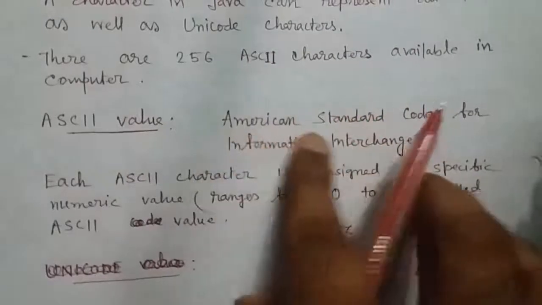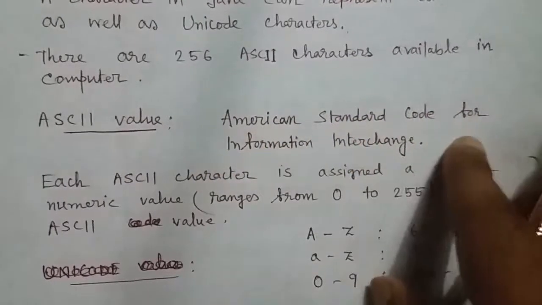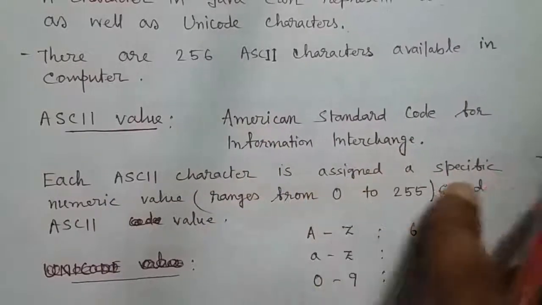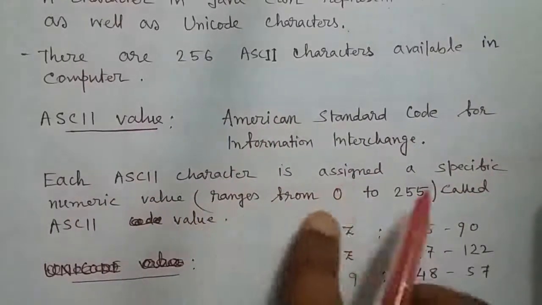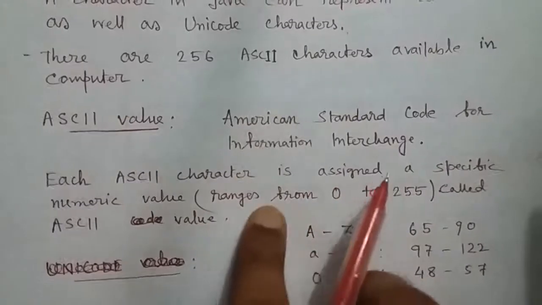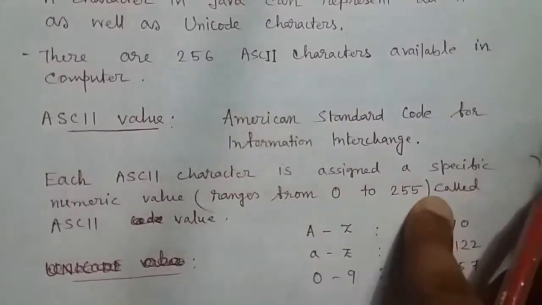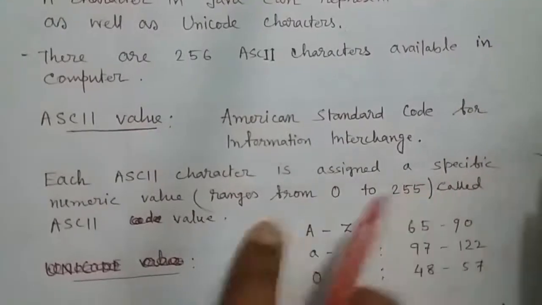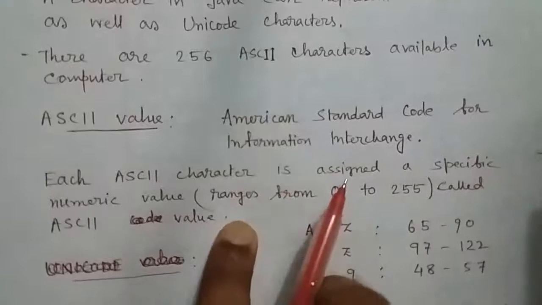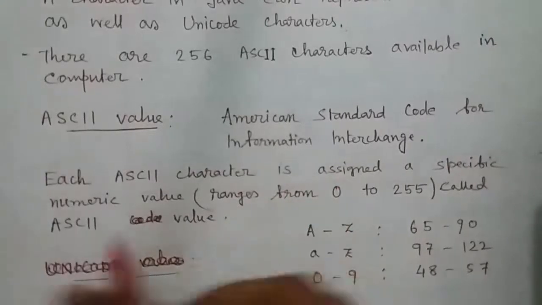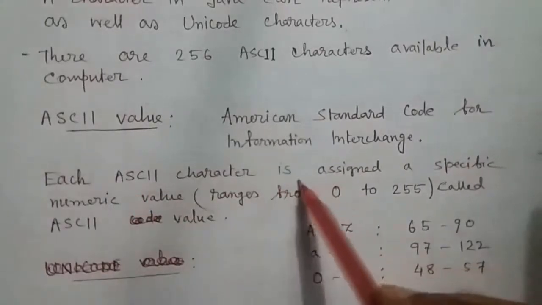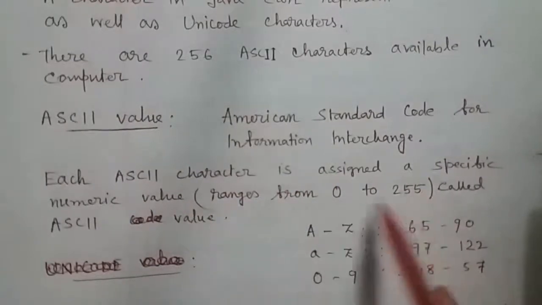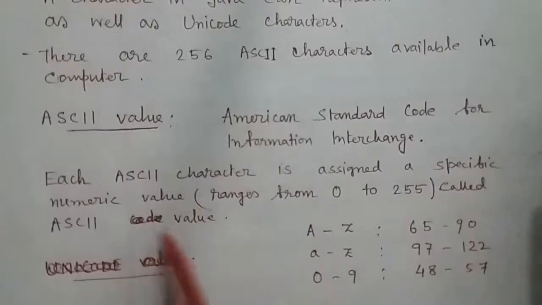Now what is ASCII value? ASCII stands for American Standard Code for Information Interchange. Each ASCII character is assigned a specific numeric value which ranges from 0 to 255. The least value is 0 and the highest value is 255. These decimal values are called ASCII values.